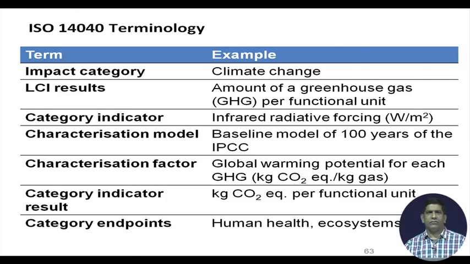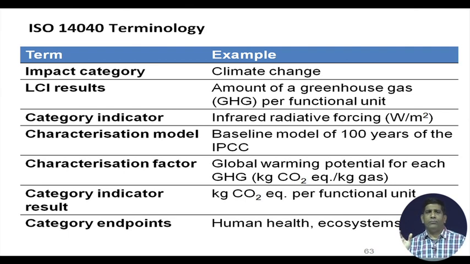For the climate change part of it, we use the infrared radiative forcing, which is watt per meter square. So that's one example of the category indicator we use. In terms of model, there is the IPCC model, as we know, based on climate change. That's the model most of our climate change calculations are based on.